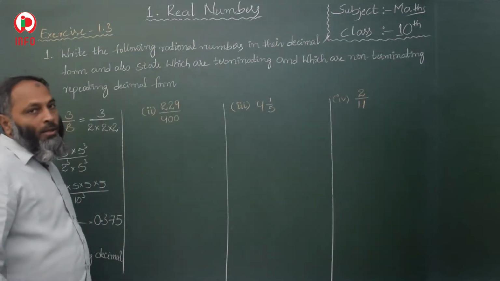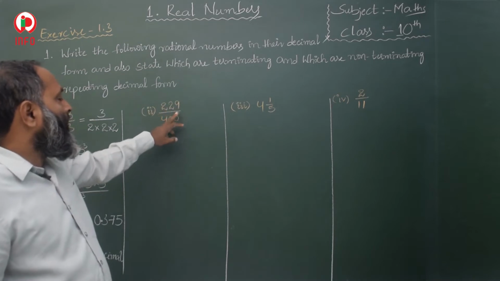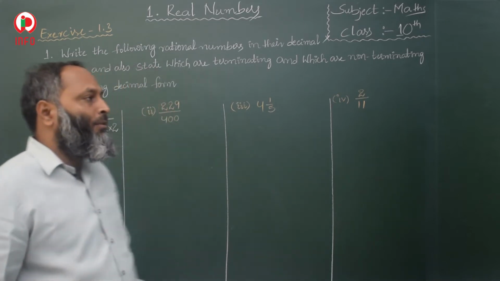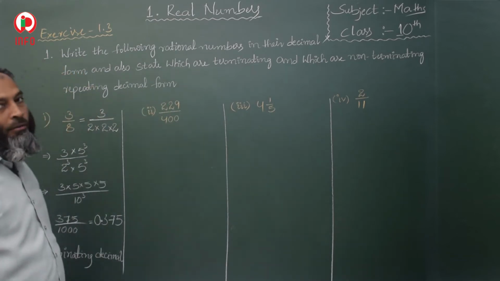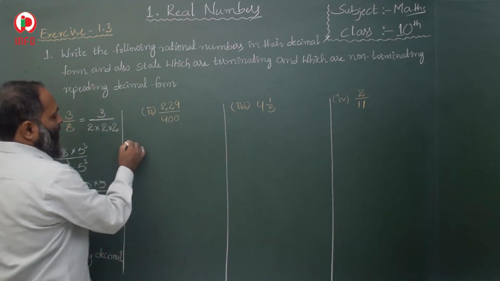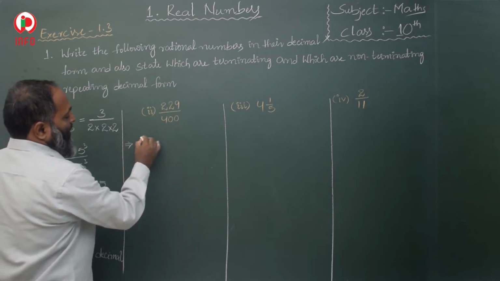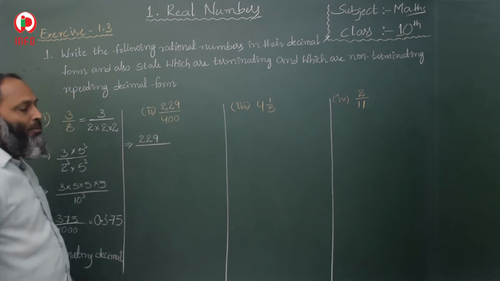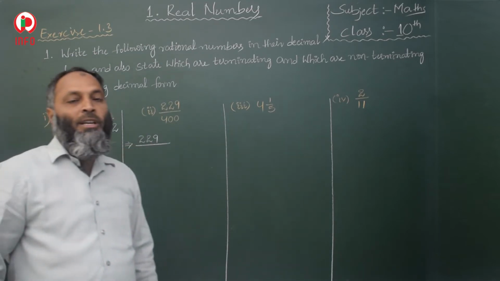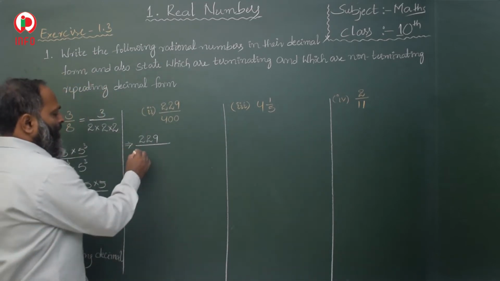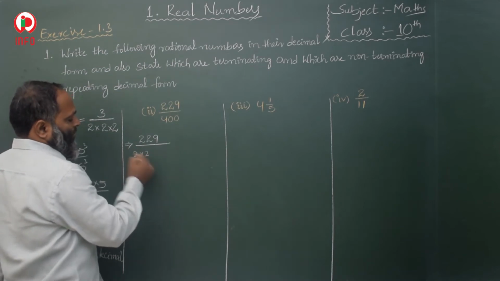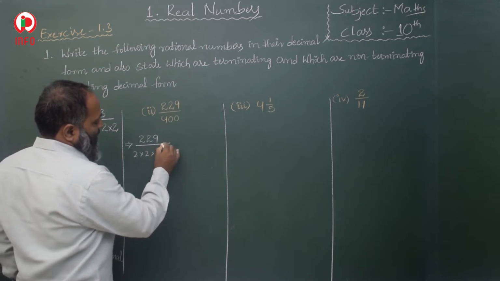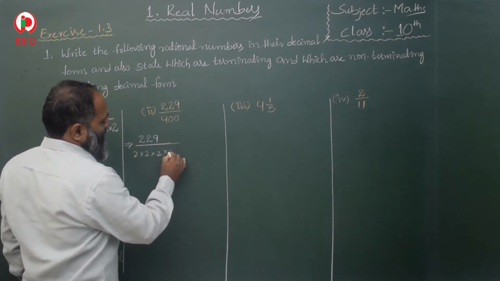So now the next question, 229 by 400. So then 229 divided by 400. How to write in prime factors? The denominator is 400, the numerator is 229, same. 400 we should write in prime factors, that is 2 2s are 4, 4 2s are 8, 8 2s are 16.